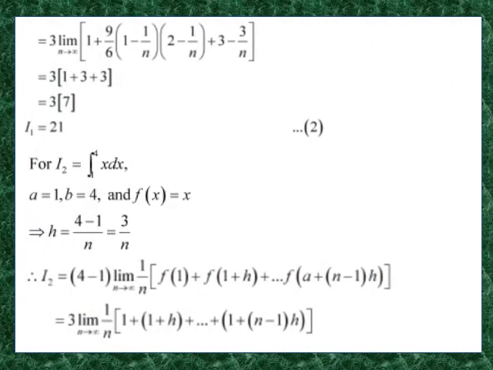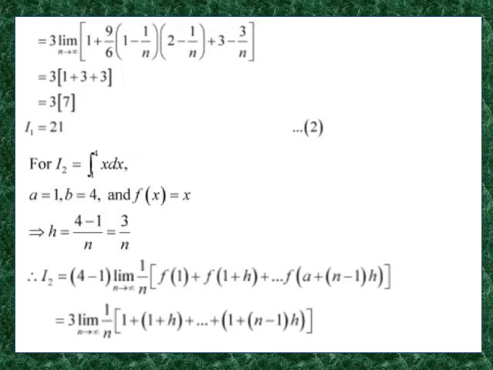Which gives 3 limit n tends to infinity of 1 plus 9 upon 6, 1 minus 1 upon n, 2 minus 1 upon n plus 3 minus 3 upon n. So since n tends to infinity, 1 upon n equals to what? 0. So putting this, we will get 3 into 1 plus 3 plus 3, which is equal to 27. So the value of the first integral I1 is equal to 21.